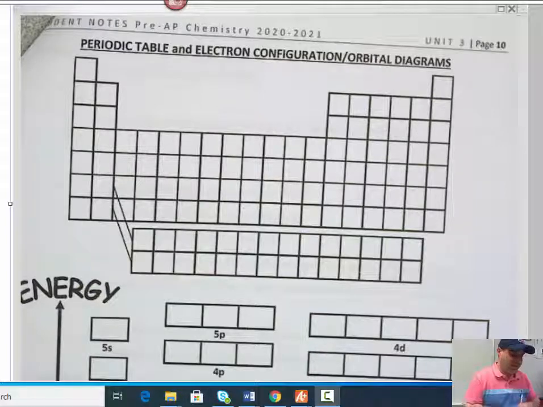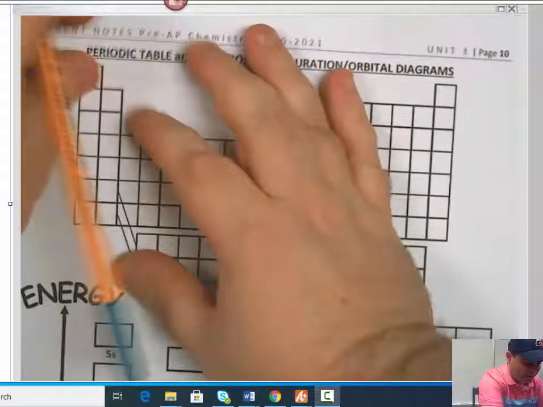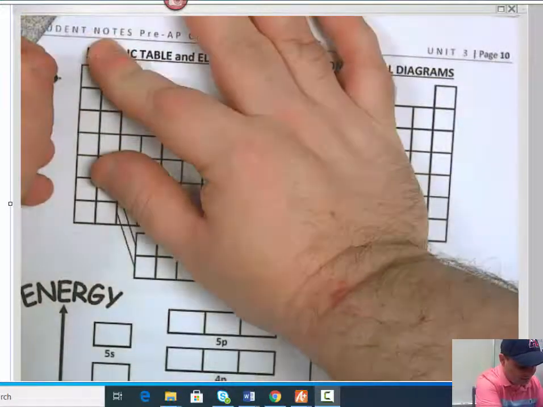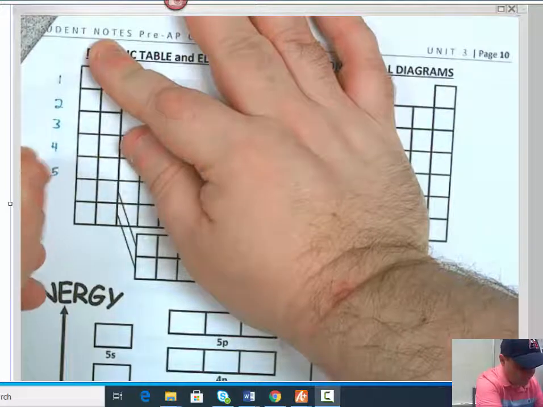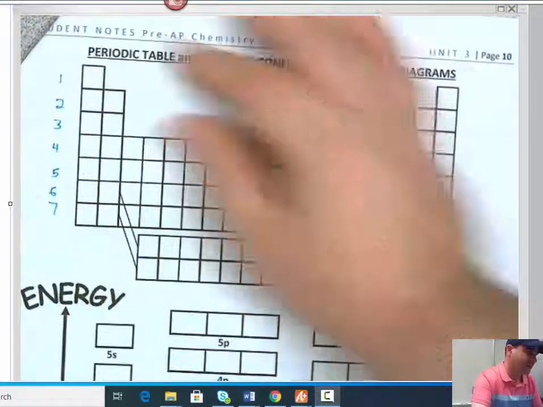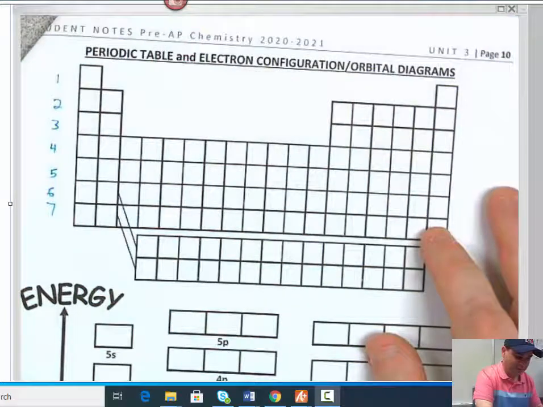Hey, Mr. Harridan here. I'm going to show you how to do the electronic configuration orbital diagram on the periodic table. Now remember when we did this, we said the energy levels are 1, 2, 3, 4, 5, 6, and 7, correct? That was the principal quantum number.